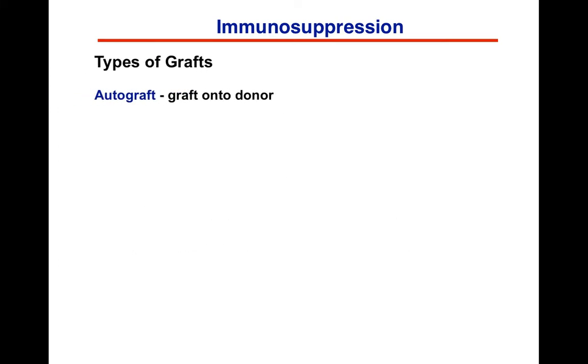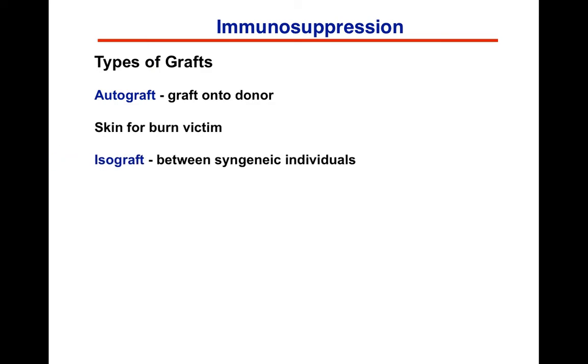So if we look at the types of grafts, one type of graft is called an autograft. This is a graft onto a donor. So this would be, for example, a skin graft for a burn victim. So this is a graft from yourself onto another site. So if you got burned on the arm, for example, you could take skin from the leg and transplant it in, and replace that skin on your arm with the skin on your leg. So that's referred to as an autograft. So that's a graft onto a donor.